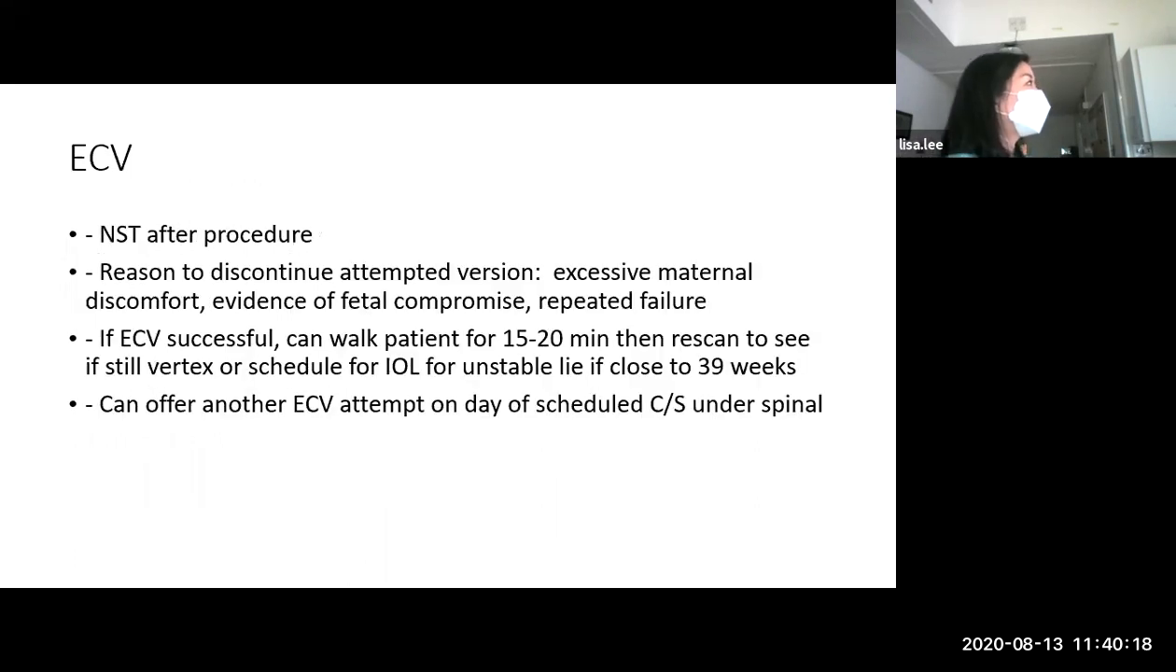All right, and then afterwards you want to do a non-stress test, right, to make sure that the baby looks okay. Some people describe letting the patient walk for 15 or 20 minutes and rescan to see if still vertex. If she's close to 39 weeks, you could just admit for induction for unstable lie, or just have her come back when she's in labor. What other tricks have you seen people do to try and keep the baby down?